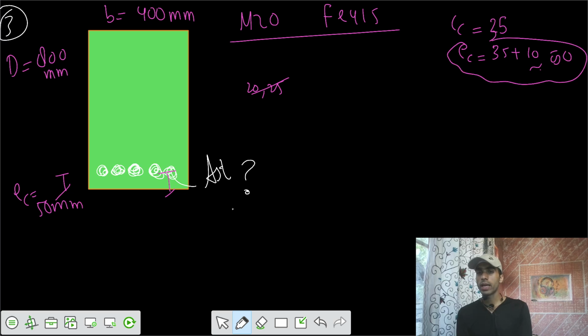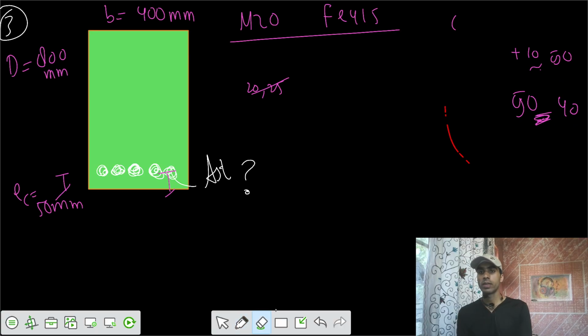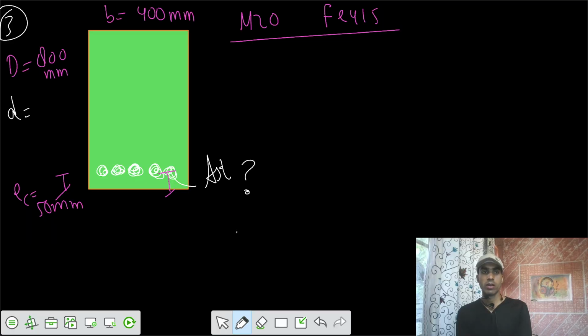Or finally I can say 50. So generally you should take effective cover as almost equal to 50, or sometimes you can take 40, 50. Okay, no problem. Let's take effective cover as 50. If you take effective cover as 50, that means your effective depth d is 750 millimeters.